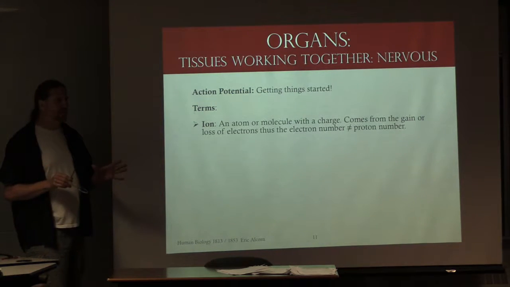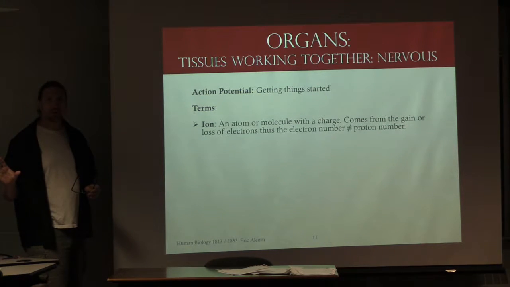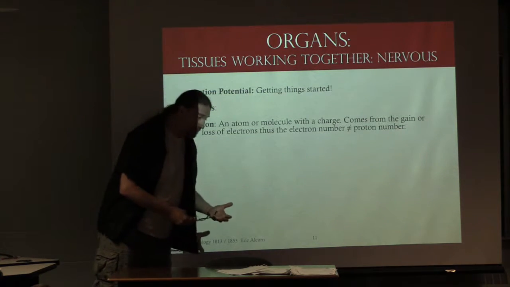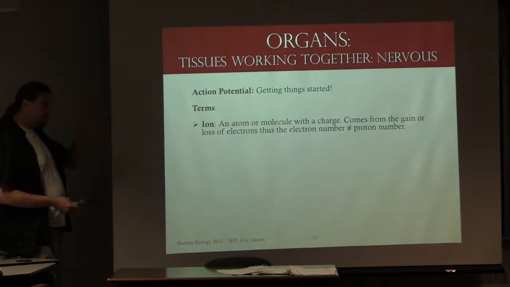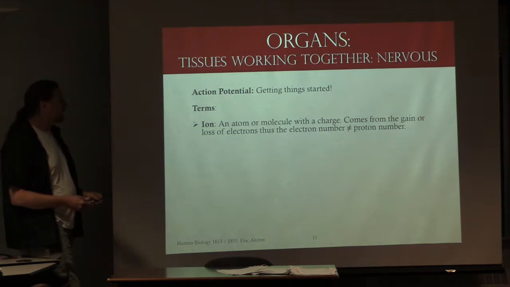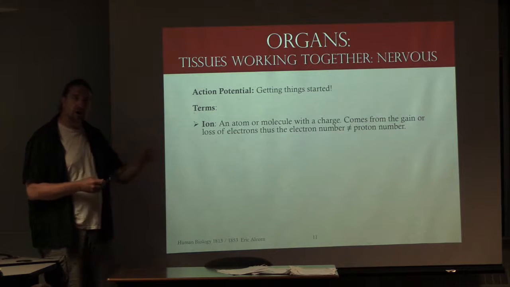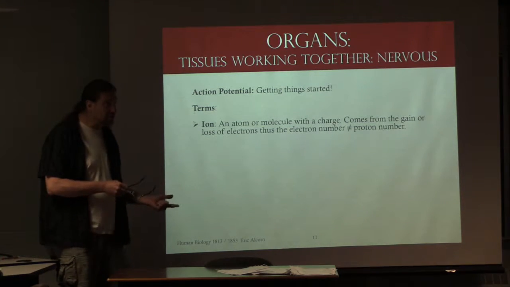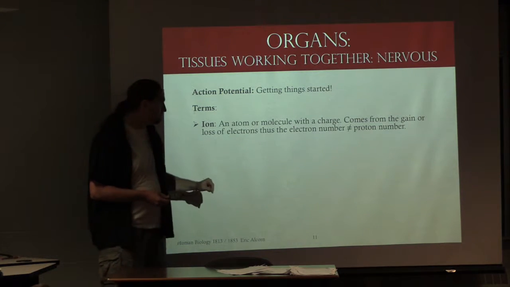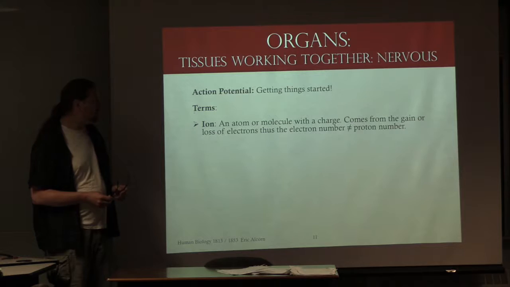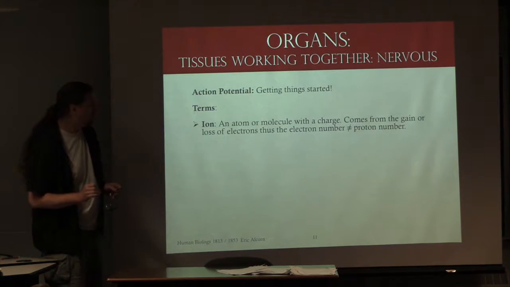Is everyone familiar with an atom and the atom structure? I can draw that out if you wish, but anybody want that up on the board? No. But atoms are just made of protons, neutrons, and electrons. As long as your electrons and protons are in balance, there's no charge. If you remove electrons and there's not the same number of electrons and protons, you get either a negative or positive charge, depending on if there's fewer electrons or fewer protons. So it comes from the gain or loss of electrons to be ionic, and so the electron number does not equal the proton number.